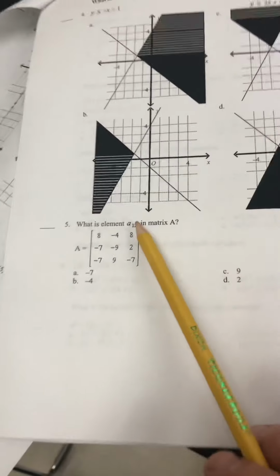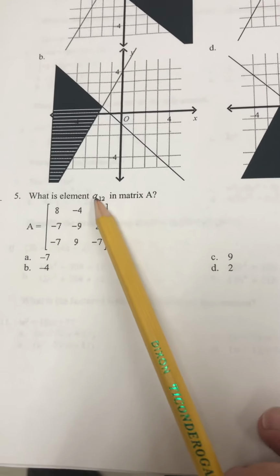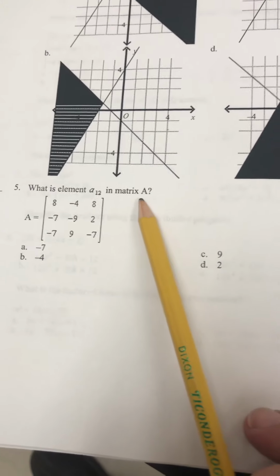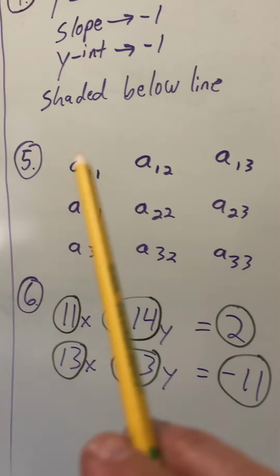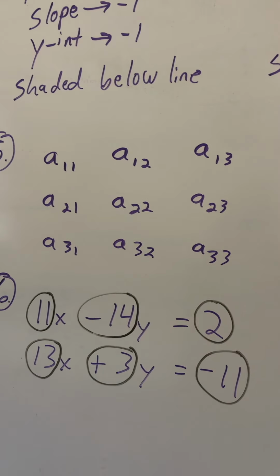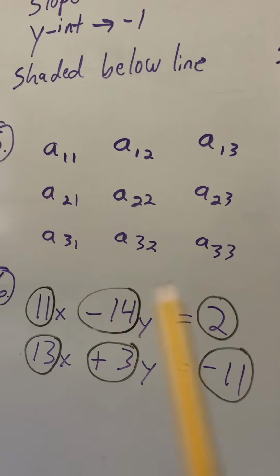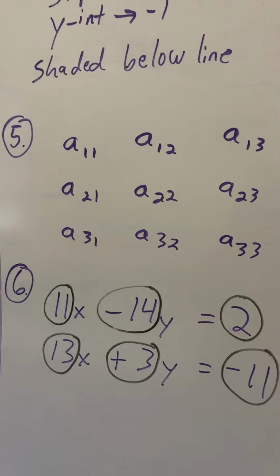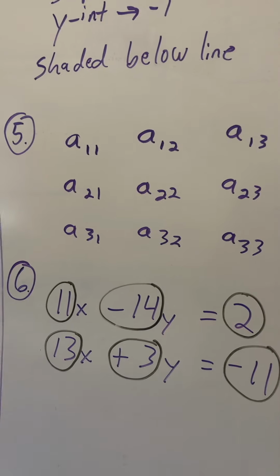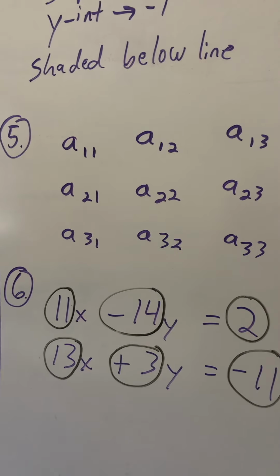Number five, what is element A12 in matrix A? You might want to pause it on this. I have all the matrix mapped out for you for the rows and the columns. Okay, so that would help you figure out what number in number 5 is considered A12.